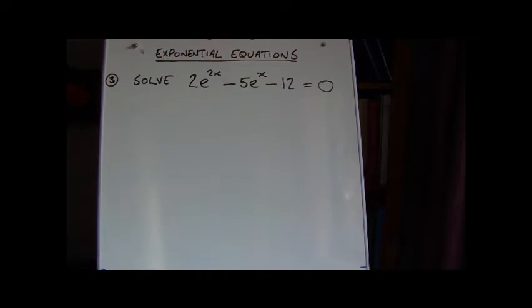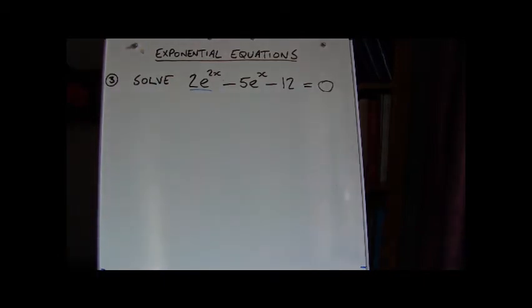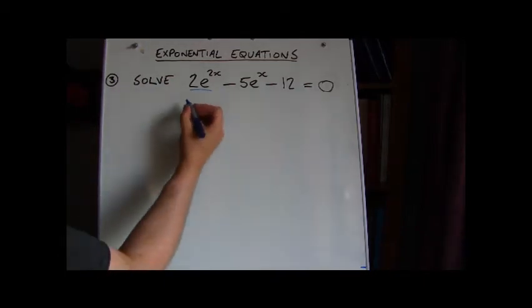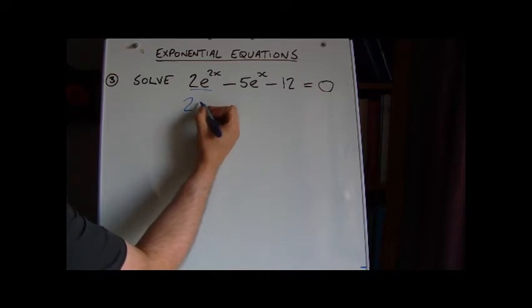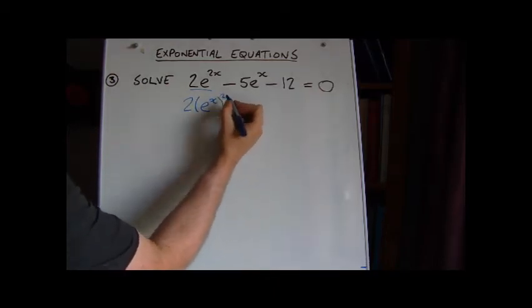Okay, this is another exponential equation, but it's a bit more difficult than the ones we've looked at so far. This is actually a quadratic. It might not look like it at the moment, but we're going to try and write it so that it does look like a quadratic. So look at this first term. We can rewrite this using the rules of indices so that it looks like this. So instead of e to the 2x, we can have e to the x, squared.